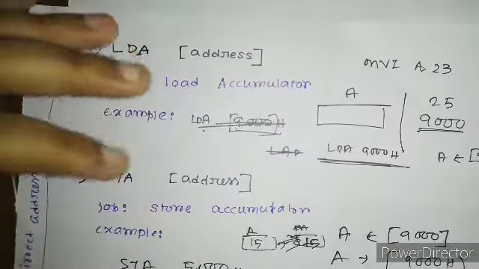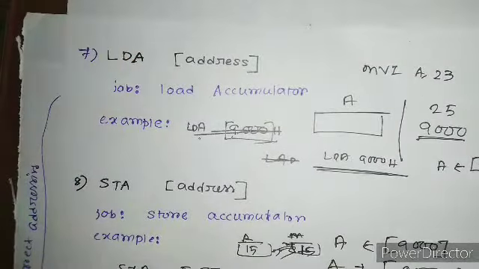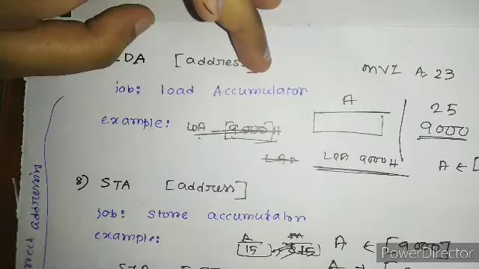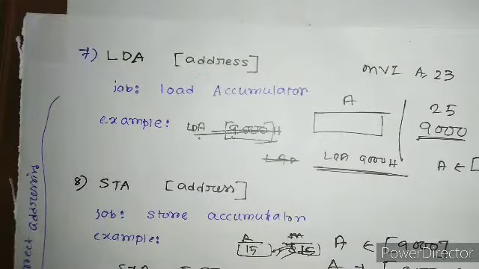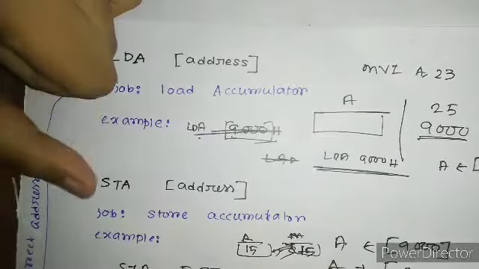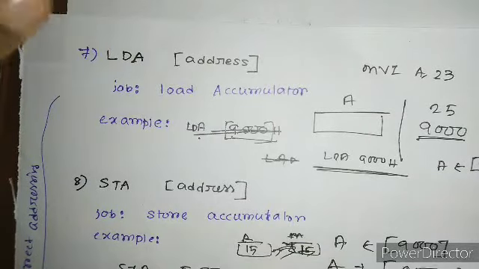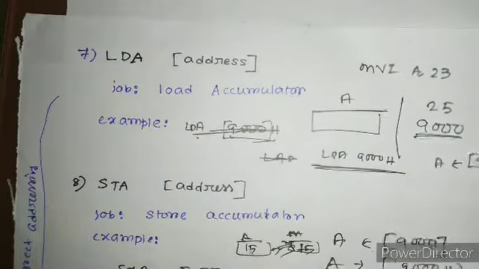Now, as we are giving data through an address, this is called direct addressing mode, because the address is being mentioned here, but through the address we are giving data. This is what I'm saying. Please do watch the addressing mode video.